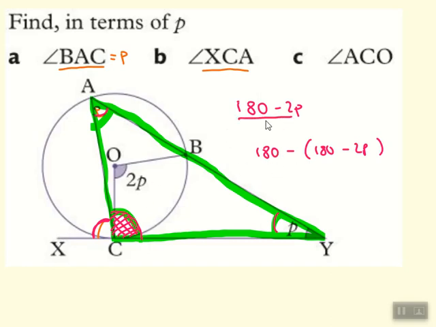So we need to do 180 take away that expression, and because it's not just one thing, it's two things here, we should really write it in a bracket and then really think about how to expand that bracket. So it'd be 180 take away 180, but that minus there is going to turn that minus into a plus, so it'd be plus 2p, and then the 180s cancel each other out, so this would be 2p. Okay, so we've just worked out that that is 2p.